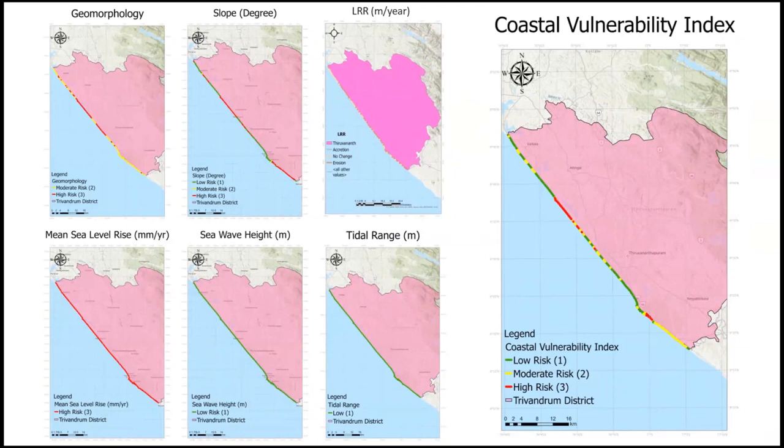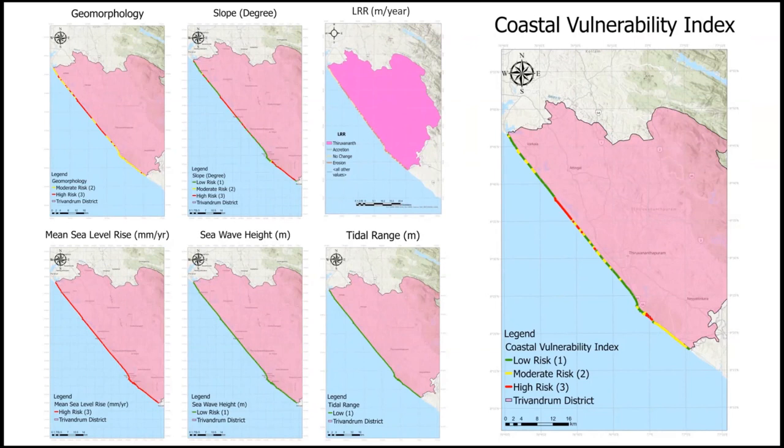So basically, wave height, tidal range and mean sea level rise were constant for the whole slope because it is a very small study area. So these three things were mainly constant. LRR we got from the DSAS tool. DSAS is the Digital Shoreline Analysis System tool, which we can use in ArcGIS to calculate shoreline changes in and around the globe. And the slope we got from the DEM, and geomorphology we got from Bhoosh of India.